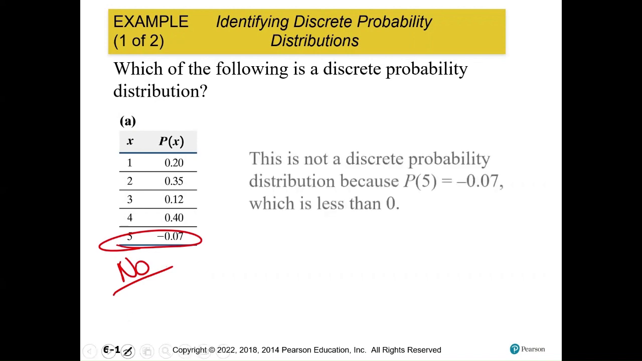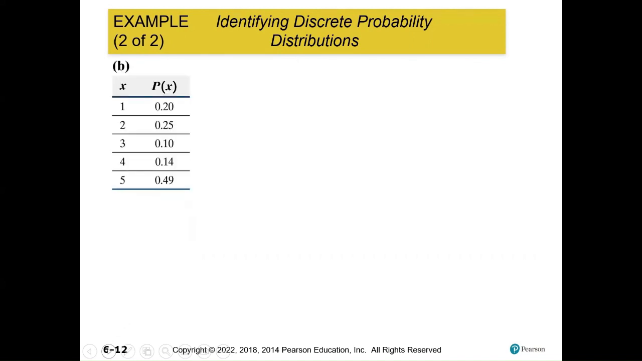Probability cannot be negative. So this is not a discrete probability distribution because the probability of 5 is a negative value. Less than 0 cannot happen. Next one. All right, is it a probability distribution? So all of them are positive.